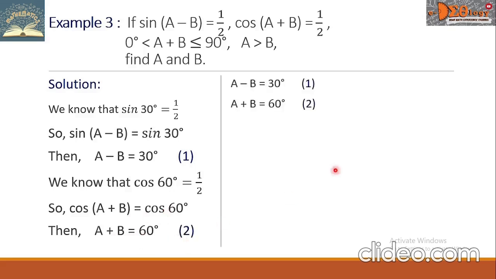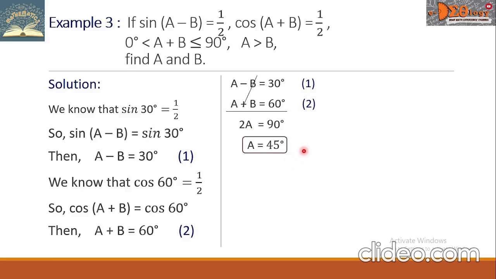Now let us put together the two equations and solve for A and B respectively. Let us add the equations. When we do that, the B variable will be cancelled out. So A plus A will be 2A equals 30 plus 60 equals 90 degrees. We can divide this equation by 2 to get the value of A. So A equals 45 degrees. We have now this value of A.